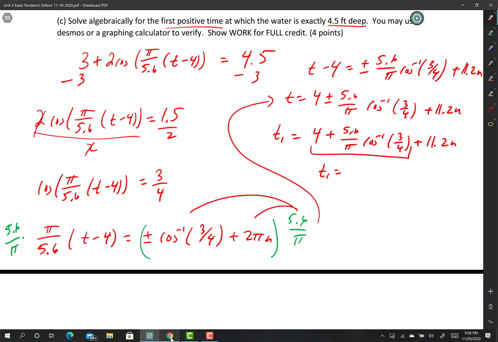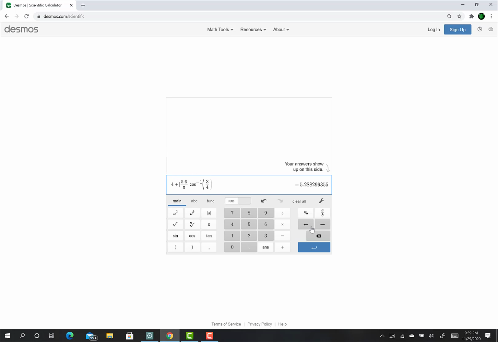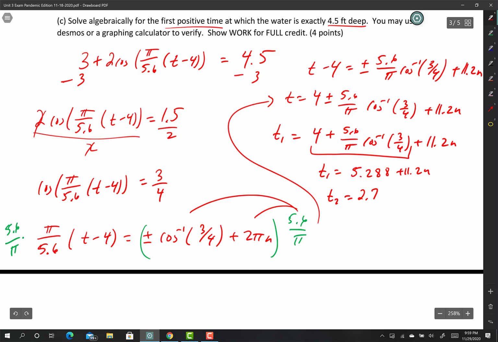So I'm going to go back to this and I'll say 5.288 plus 11.2n. That's the first one. Let me see what the next one is. Instead of add, I'm going to subtract. So I change that plus here to a minus. And there it is, guys, 2.711. So I'm going to go back and I'll say 2.711 plus 11.2n. This just means how many cycles you've done, because 11.2 is actually the period.